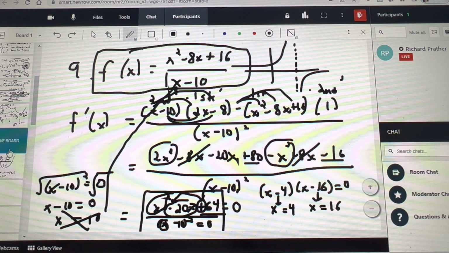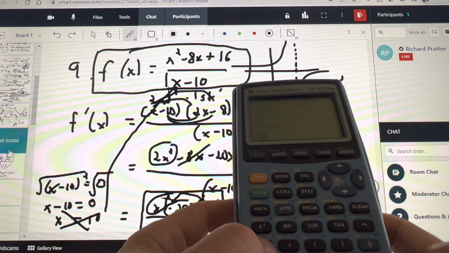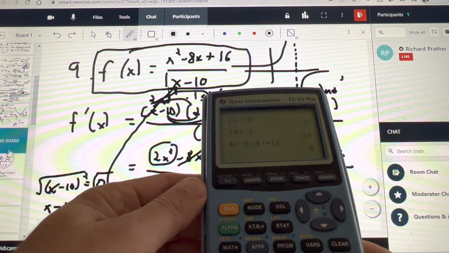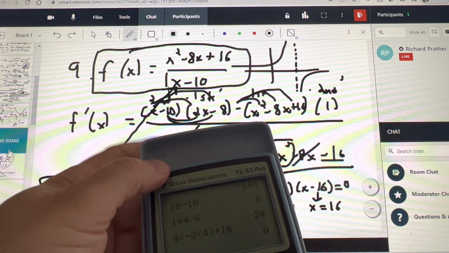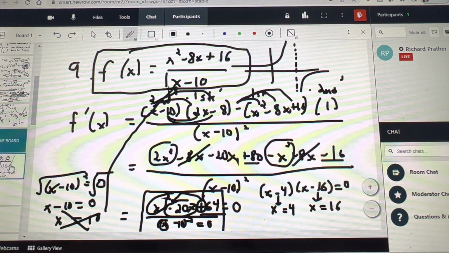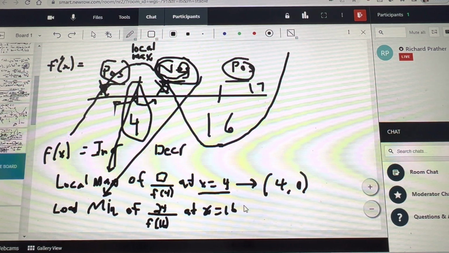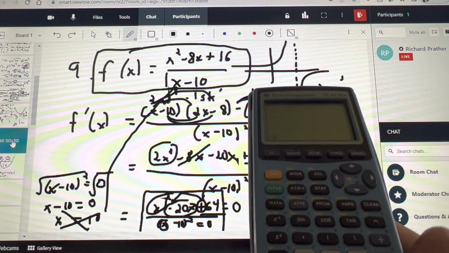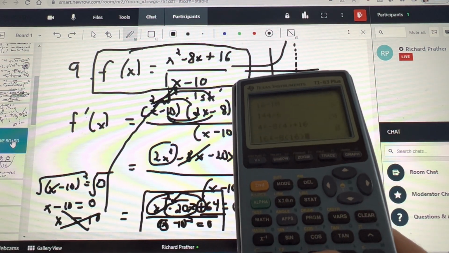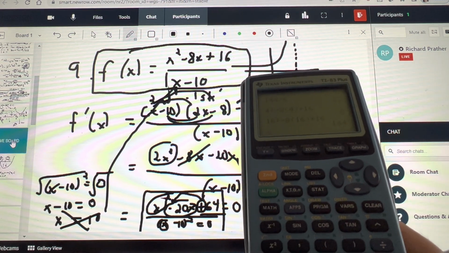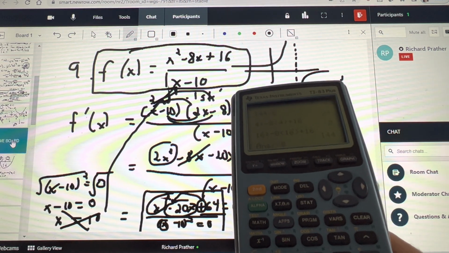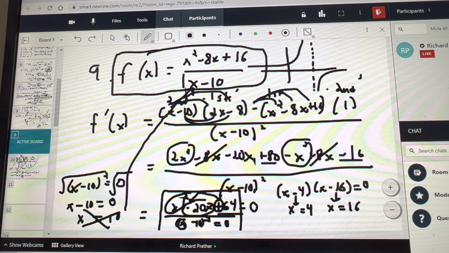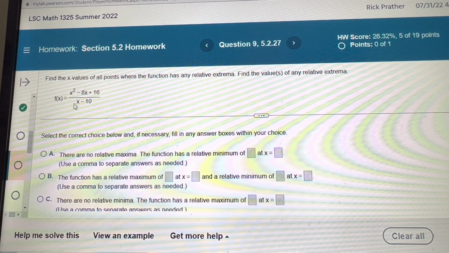16, 4. Let me try that one again. 4 squared minus 8 times 4 plus 16. Maybe I just typed it in wrong. Oh, it's 0. F of 4 is 0. Didn't we say local maximum first? That doesn't make sense. 16, 24. 16 squared minus 8 times 16 plus 16 divided by, oh, it's divided by 6. Okay. No, that still doesn't make sense, huh? I'm doing something wrong. Did I write the problem down right? Yeah.